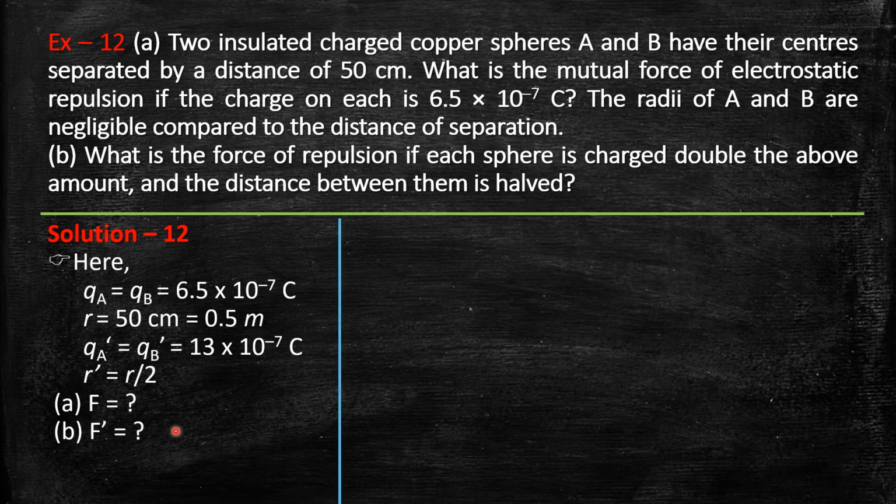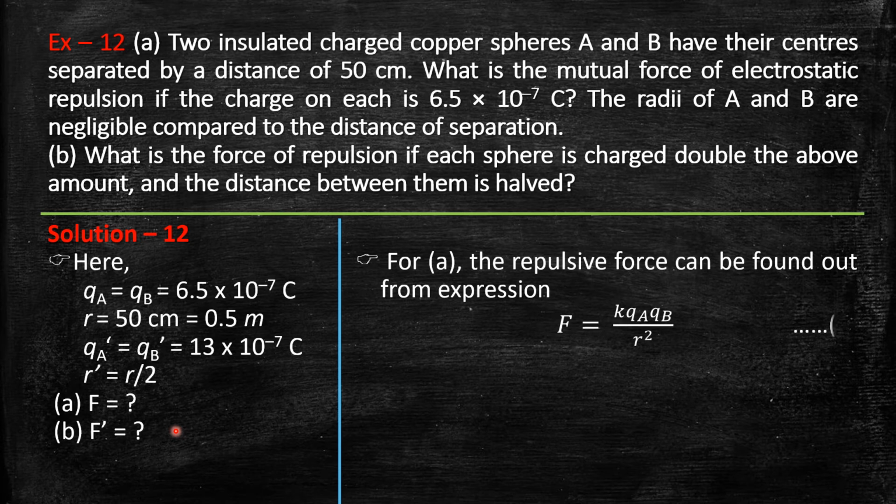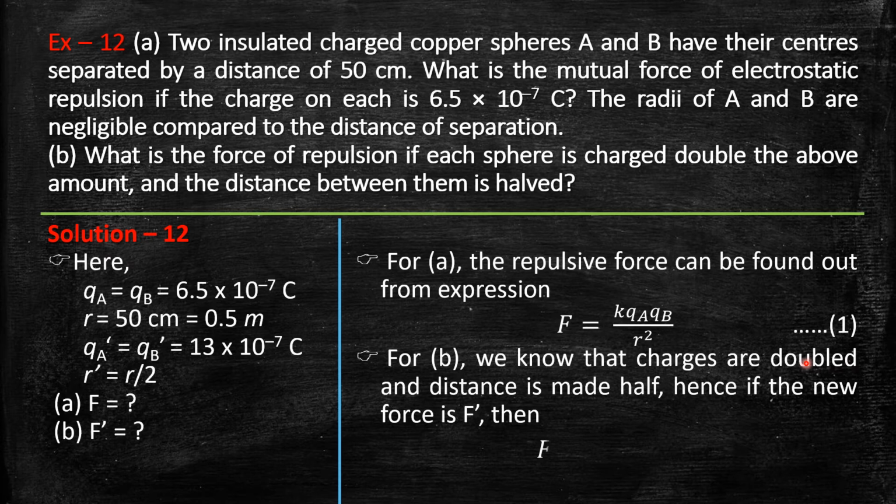So the first one is easy. Simply apply the scalar form of Coulomb's law. See, K we are supposed to know, QA, QB and R. Everything we are given, we should be able to find out the first answer. For the second one, you can take F prime to be K QA prime QB prime upon R prime squared. What is QA prime? QA prime is double of QA, QB prime is double of QB, and then R prime is R by 2. So you can substitute values and you can find out.